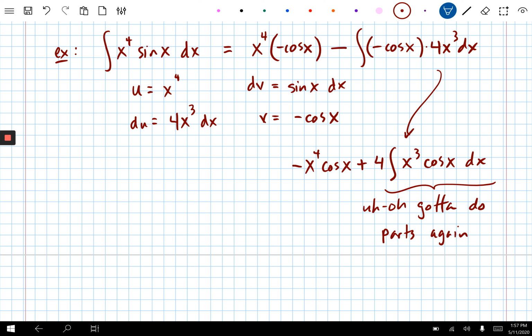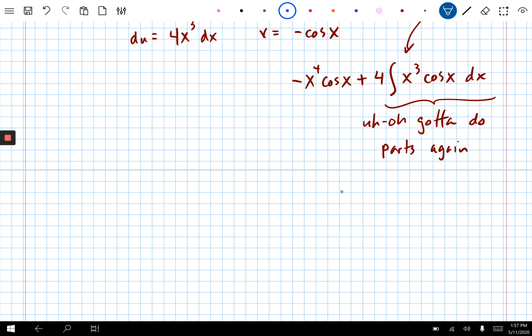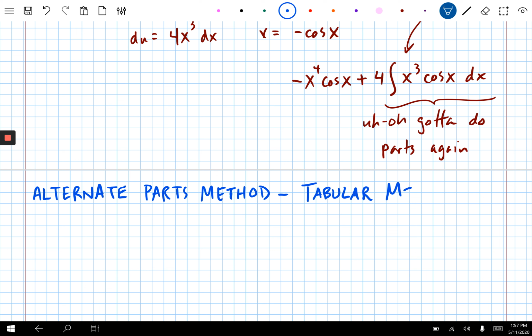Or we could do this alternate method. And this is usually a crowd favorite for students. And unfortunately, we're not there to enjoy it together. Alternate parts method. So this still is considered integration by parts, okay, everybody? It's still considered integration by parts, but we're going to call it the tabular method. It's just like a subset of integration by parts.